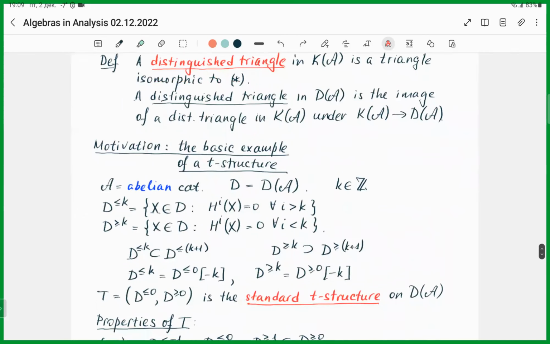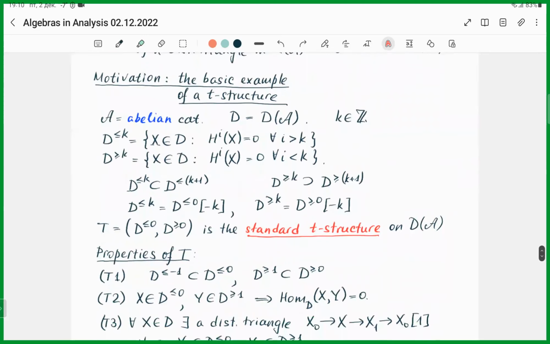Now, before I define t-structures, let's look at the basic example of a t-structure. This basic example is actually the motivation to introduce t-structures axiomatically. Suppose that A is an abelian category. This assumption is essential here. Let's form the derived category of A. For each integer k, we consider the following two full subcategories of the derived category. The first full subcategory consists of those cochain complexes whose cohomology vanishes in degrees greater than k. Similarly, the second subcategory consists of those complexes whose cohomology vanishes in degrees less than k.